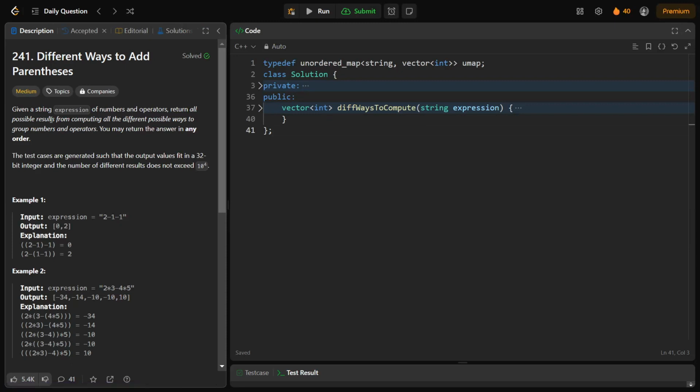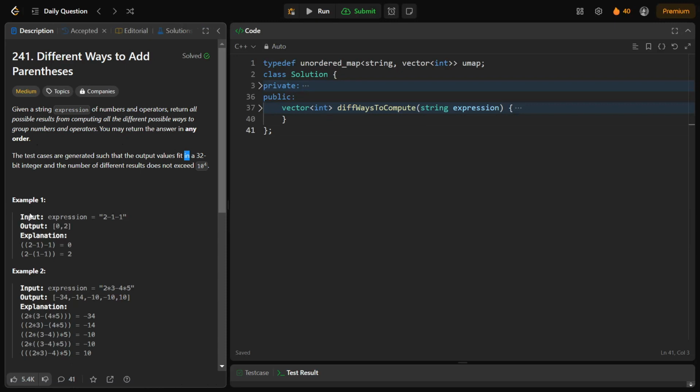So what is given to you is a string expression of numbers and operators, and you have to return all possible results from computing all the different possible ways to group numbers and operators. You may return the answer in any order. The answer would fit in a 32-bit integer, and the number of different results does not exceed 10 to the power 4. So at max you will have 10 to the power 4 possible ways of putting parentheses, but your value would be inside a 32-bit integer. So that is fine. You don't have to consider any long or something like that given you're using C++.